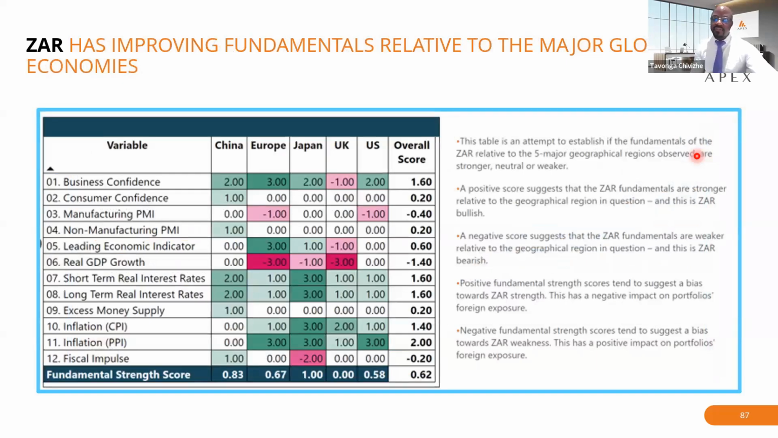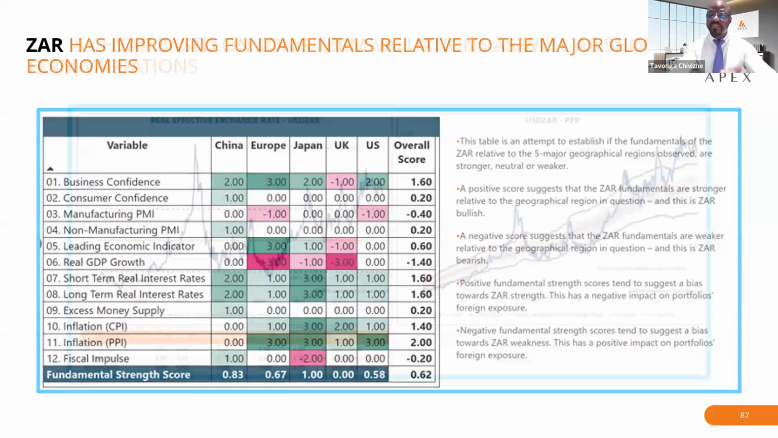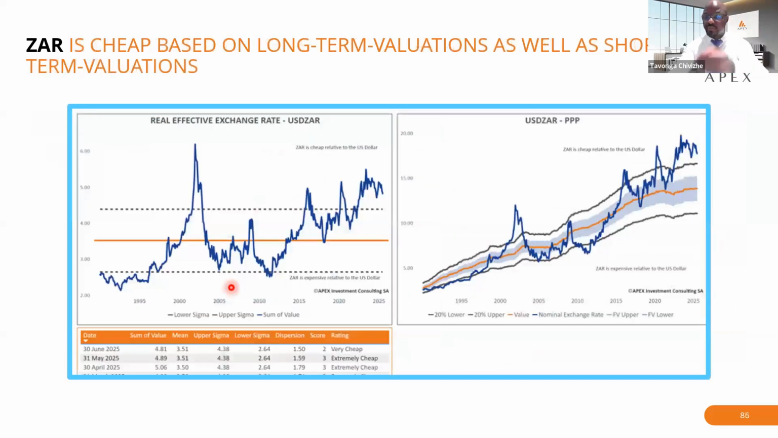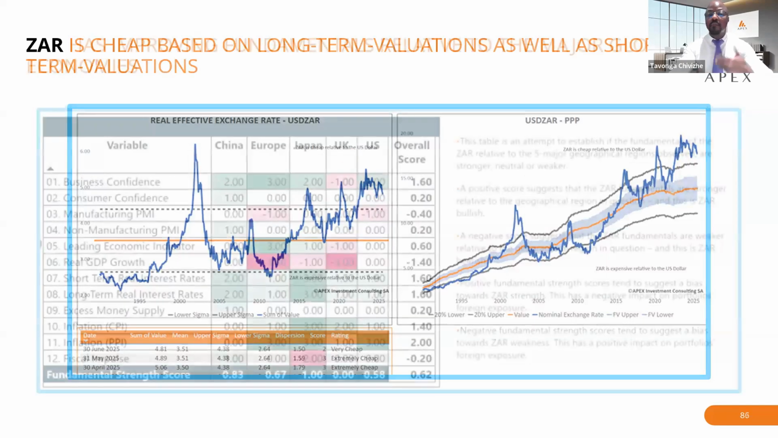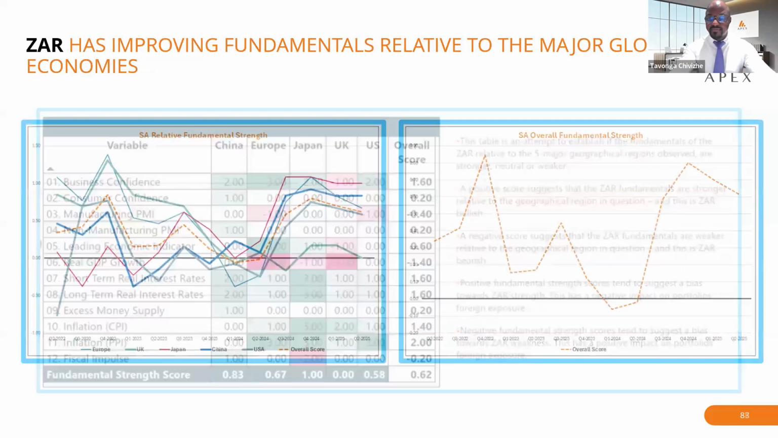We also look at the fundamentals of the rand relative to China, Europe, Japan, UK, US, based on these 12 fundamental measures. When there's a lot of green, it means South Africa's fundamentals are better. And when there's a lot of red, it means South Africa's fundamentals are weaker. You can see that green is dominating this chart, meaning that the rand is cheap, but there's a lot of fundamental support for it to strengthen. It has started strengthening. We expect that to continue because the fundamentals are justifying that.